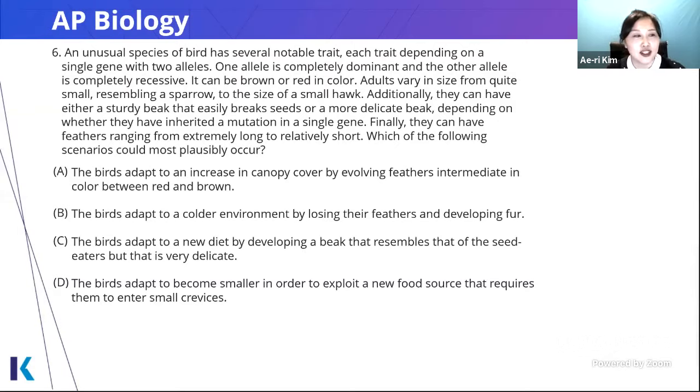All we needed to know is that the traits are dependent on one gene with 2 versions of it. One of them is dominant, the other one is completely recessive. There's no in between here. There's no incomplete dominance or anything. So that's it. That's all we can determine from this question stem. Then let's take a look at the answer choices and see which one is supported by all this.